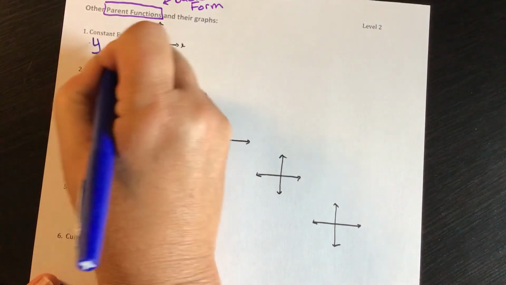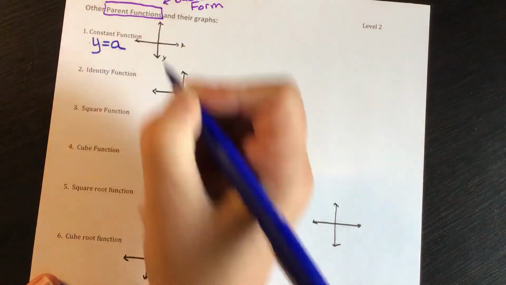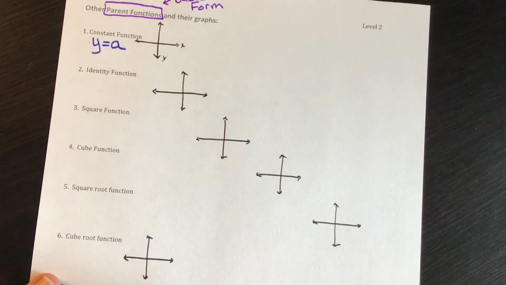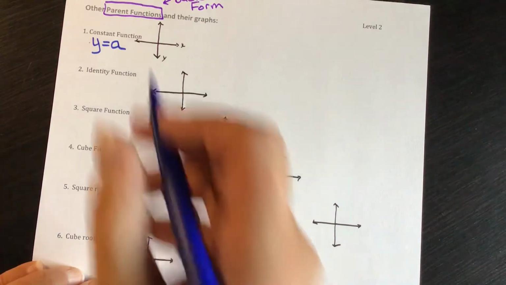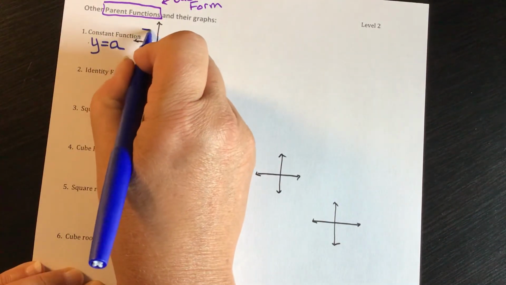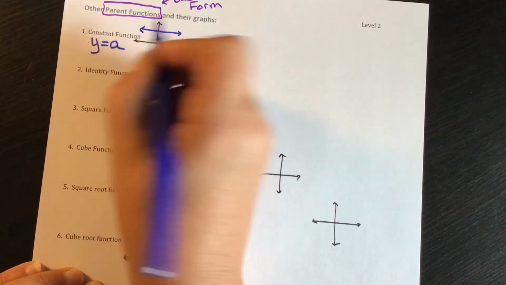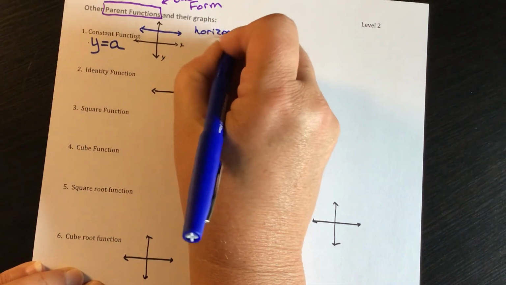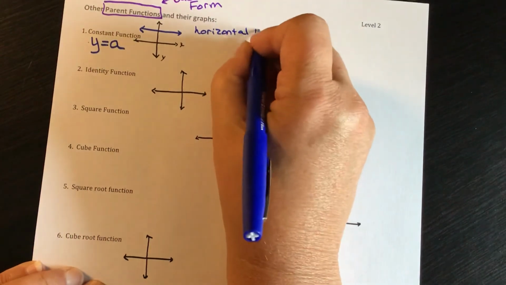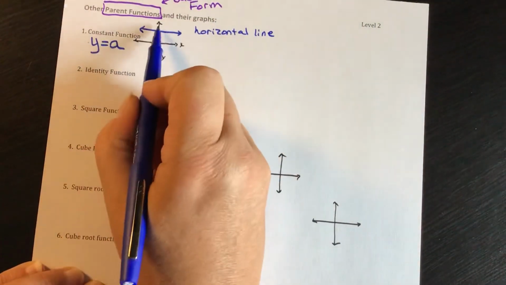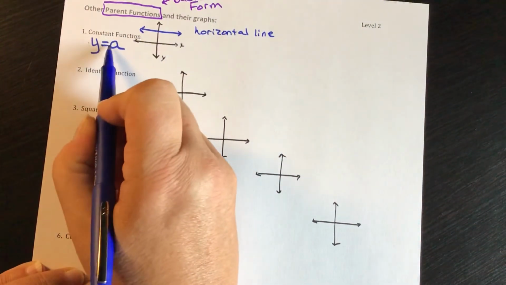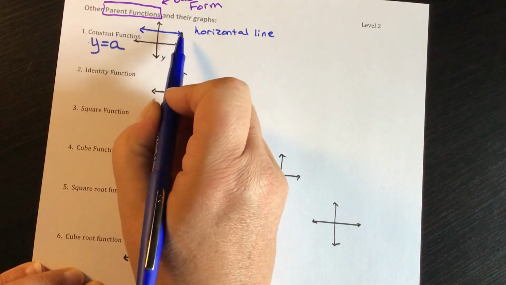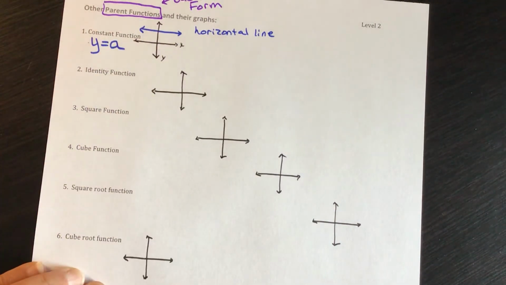And here is the general formula for a constant function, and in this case, it's just a horizontal line. So in this case, if this is going through 1, y equals 1. 1 is a constant. There's no x variable.